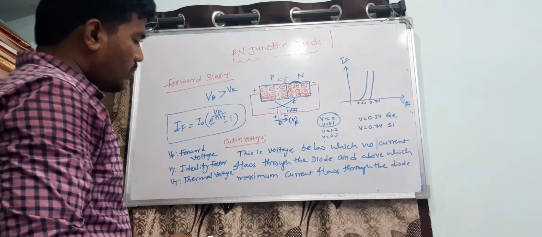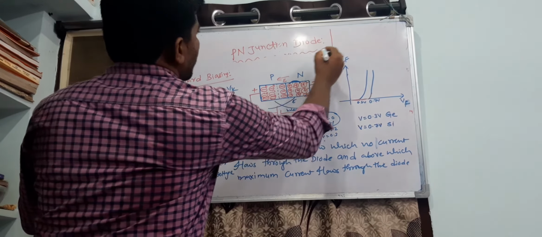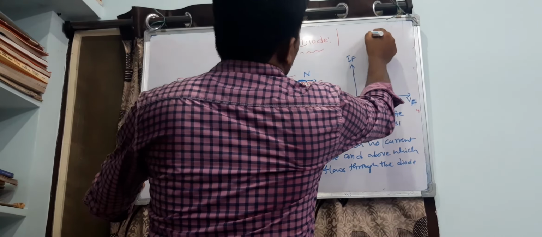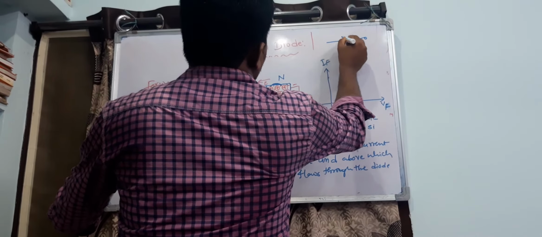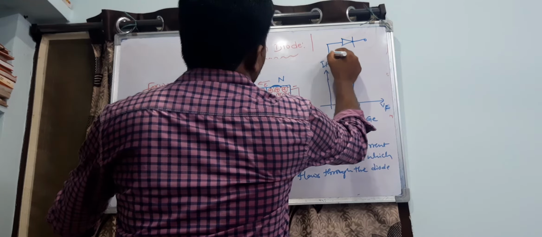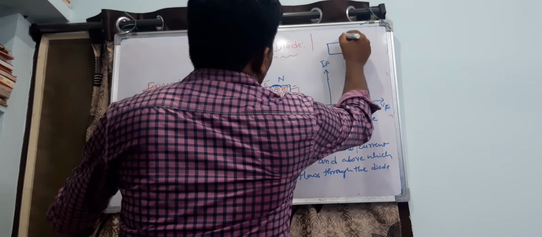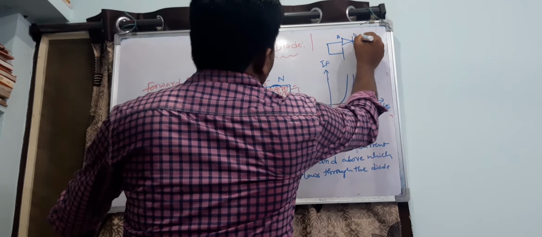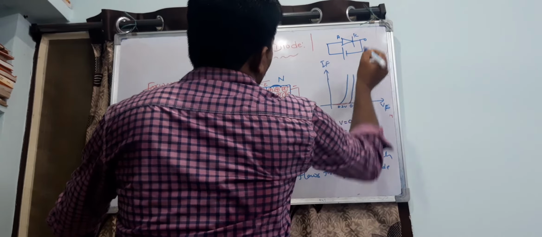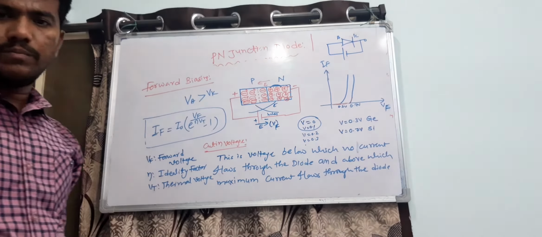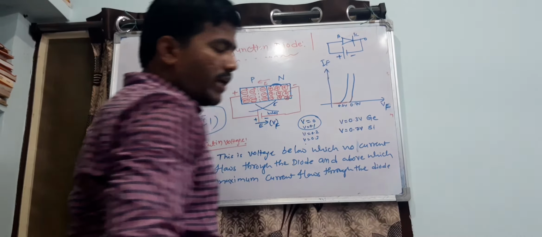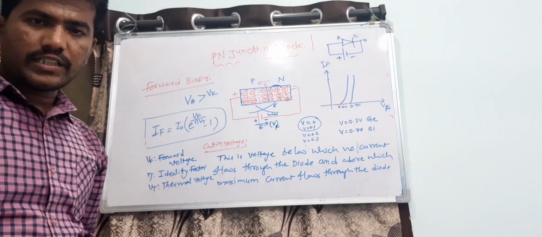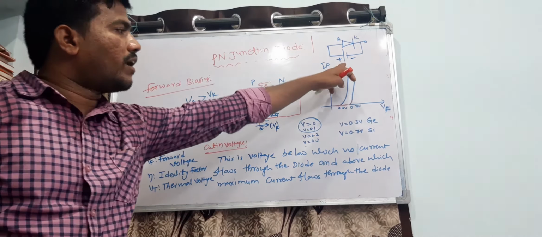So if you don't want to connect this entire construction, you can connect like this also. We already know the PN junction diode symbol. This arrow mark represents the direction of the current. The anode is connected with the positive terminal and the cathode is connected with the negative terminal. This is the connection you have to show. If anybody asks you what the forward bias connection is, you can draw it like this.